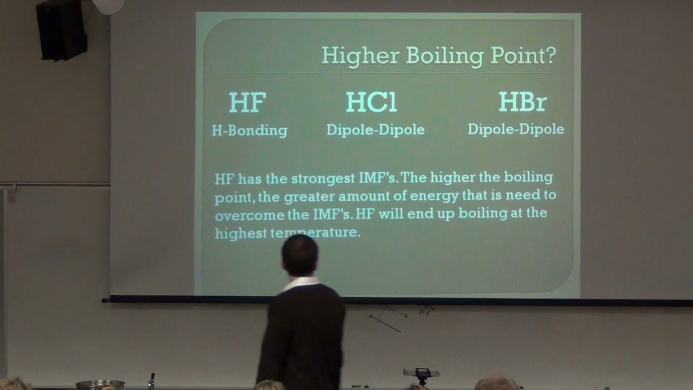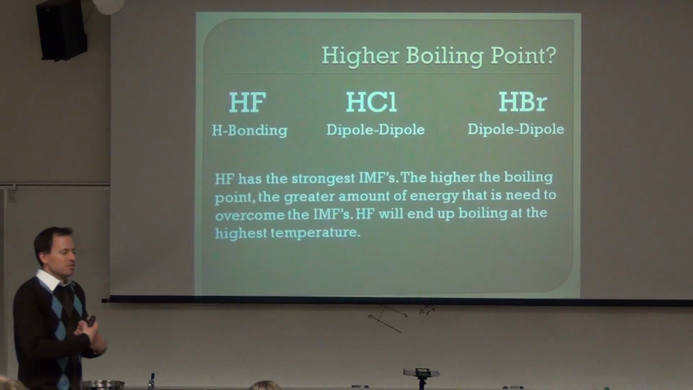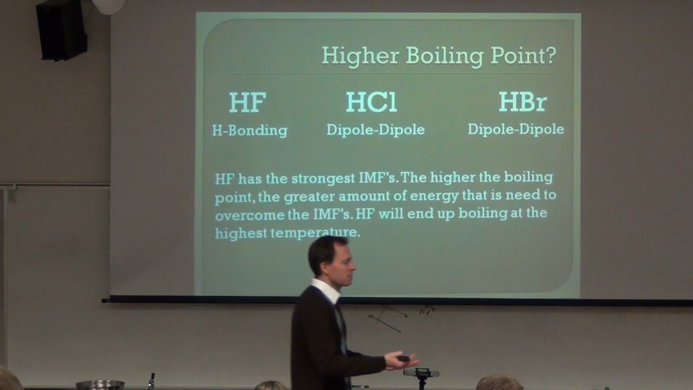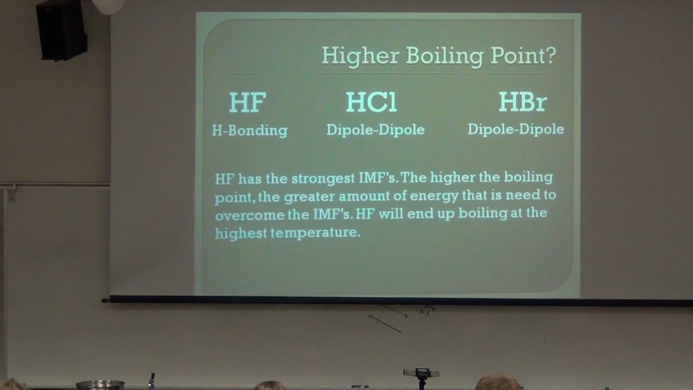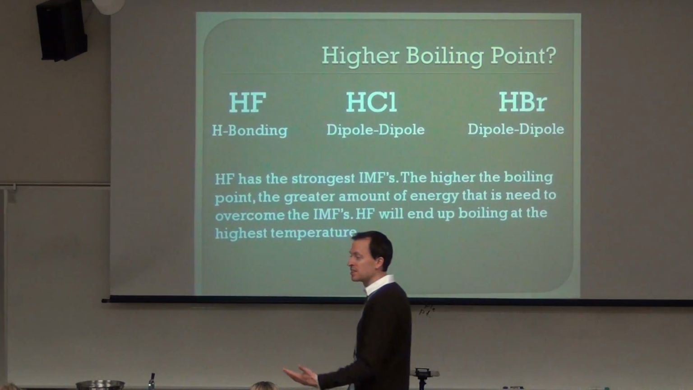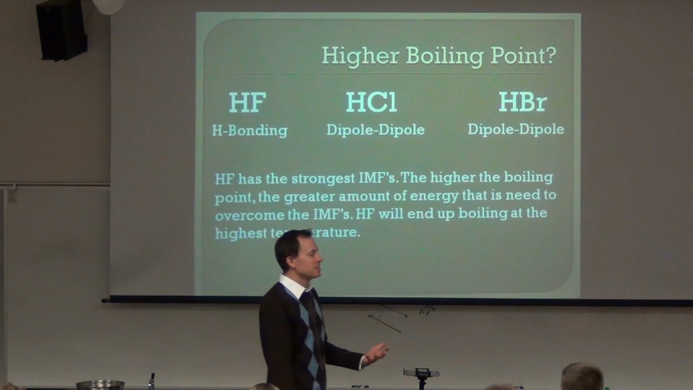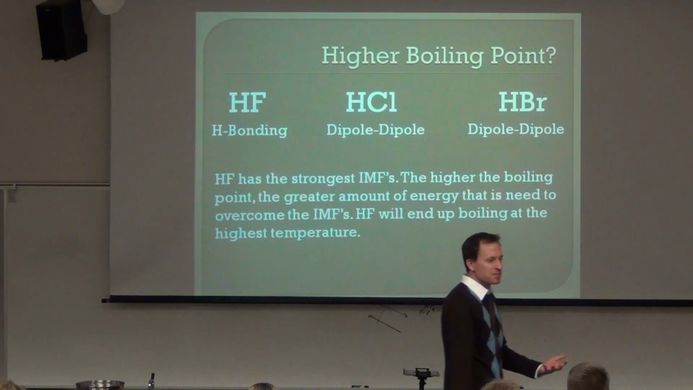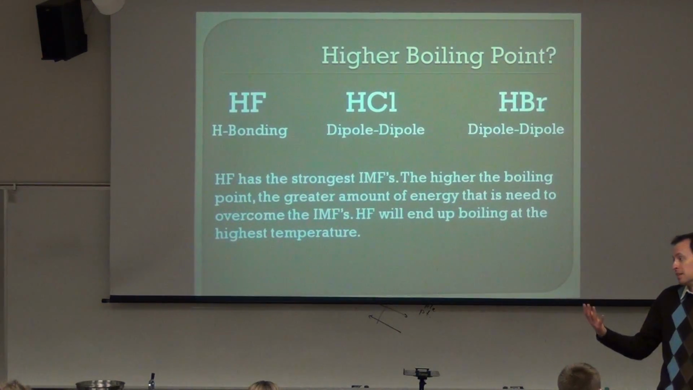HF has the strongest IMFs, the higher boiling point. The greater the amount of energy that is needed to overcome the IMFs, HF will end up boiling at the highest temperature. Try to do that in 1 sentence as much as you can. So HF has the H bonding, which is stronger than dipole-dipole, which would cause it to have the highest boiling point. Or you could say that it takes more energy to overcome the IMFs. If you ever feel like you're repeating the same phrases, let me just say that one again. It takes more energy to overcome those IMFs. And if you still don't feel specific, you could just say it to go from a liquid to a gas. Done.